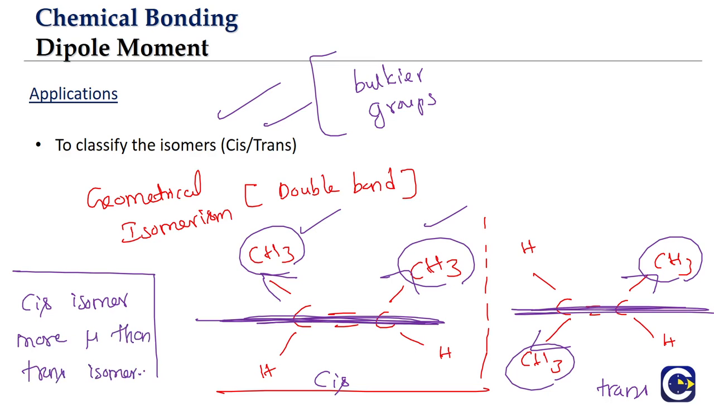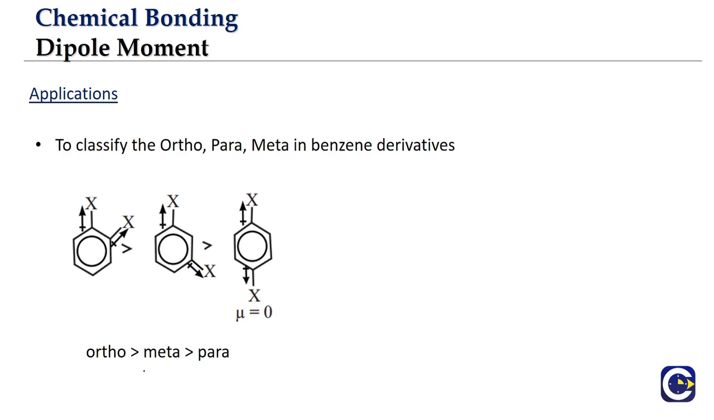We'll again discuss in detail about it when we go to organic chemistry. In fact, when we go to organic chemistry, there we will even take different examples and try to analyze. We also have one more application in organic chemistry: the dipole moment values can even help us in identifying or classifying the different benzene derivative forms. What do you mean by the benzene derivative forms?